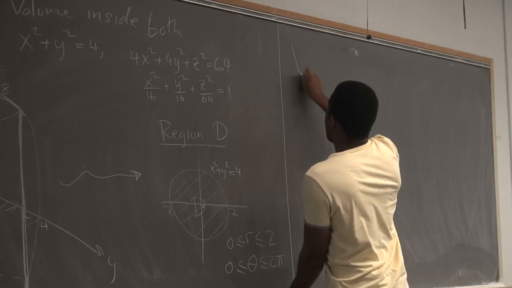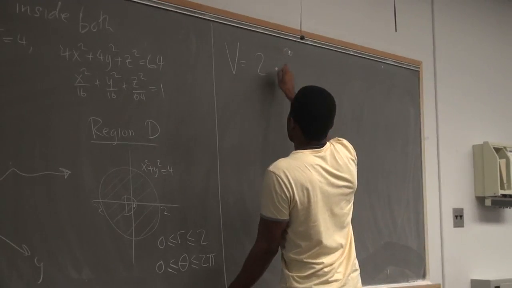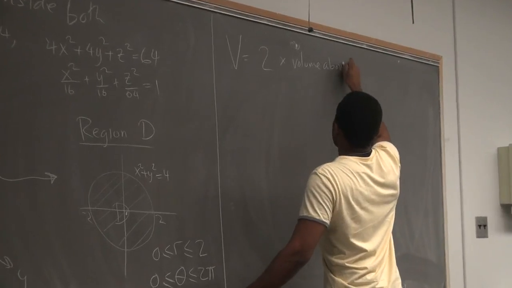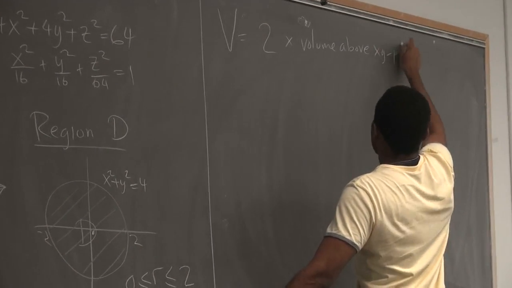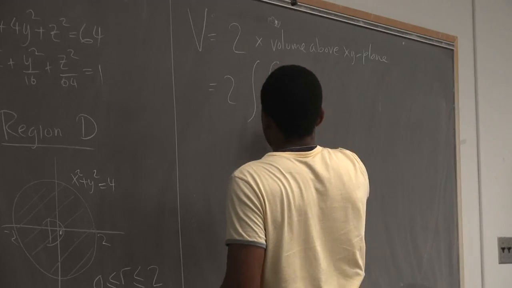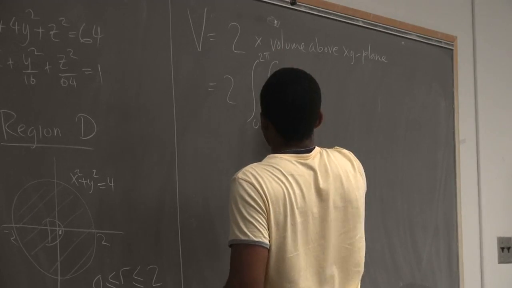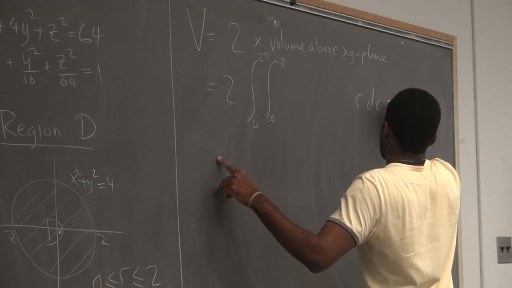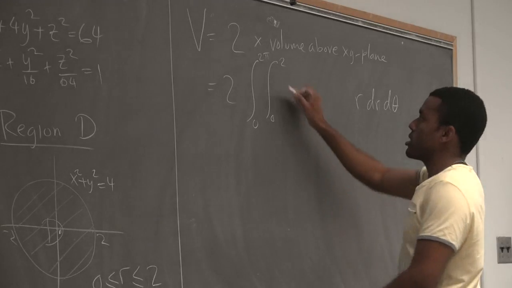And so now the volume is equal to 2 times the volume above the xy plane, which is just 2 times the double integral. Theta goes from 0 to 2 pi. R goes from 0 to 2 of something r dr d theta. Now what is the something?